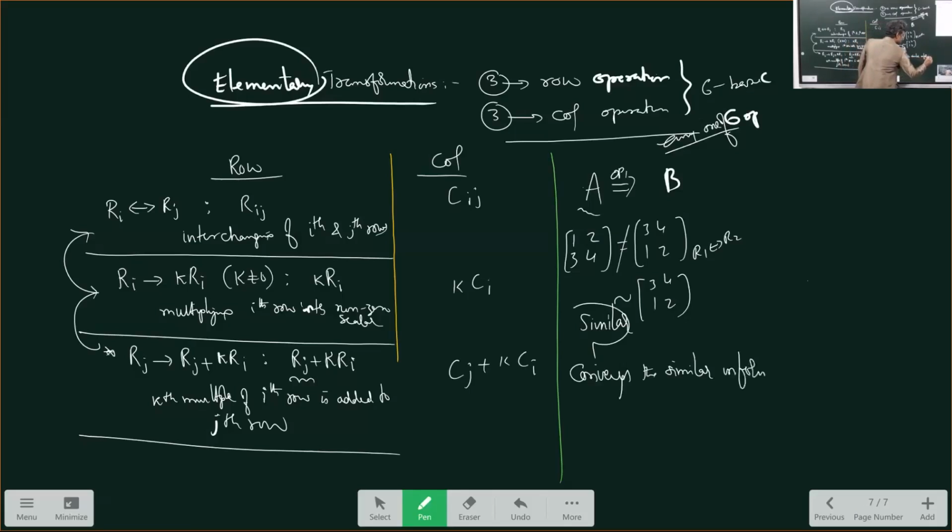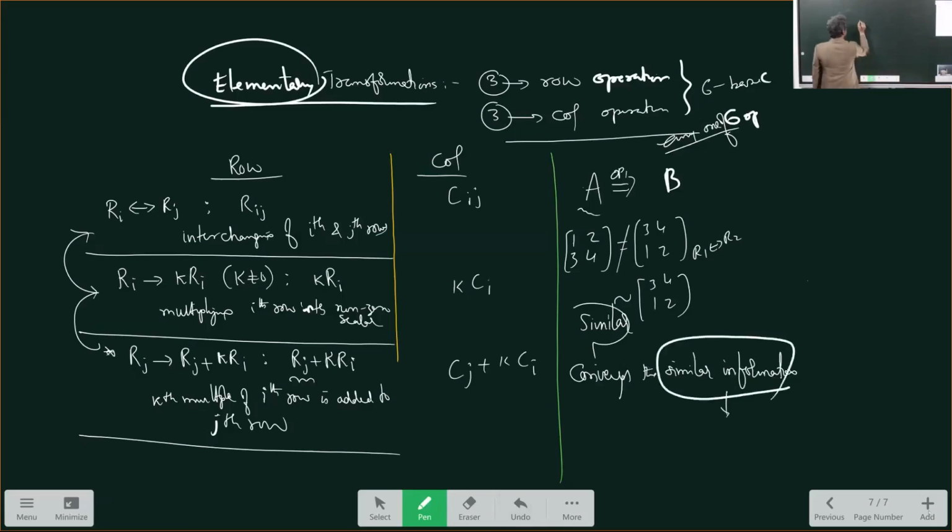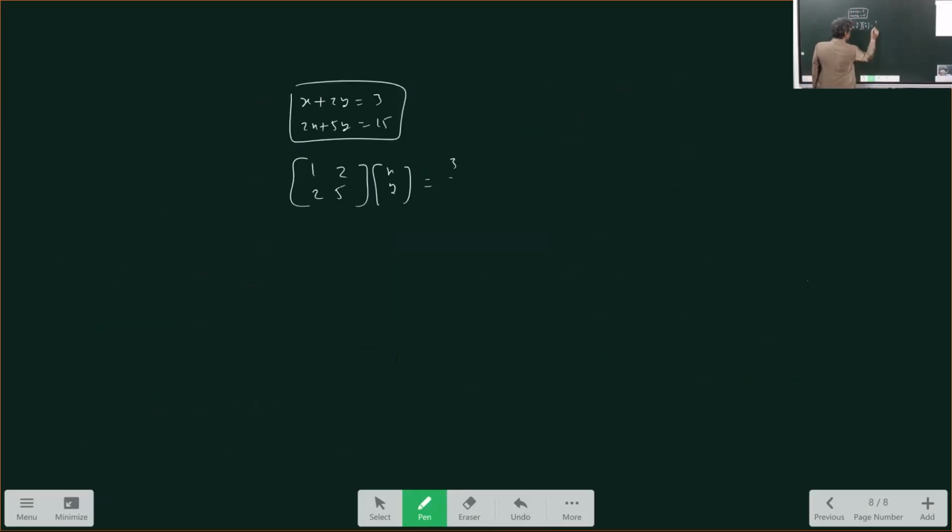What is the meaning of similar information? Let me take up an example. I have x plus 2y is equal to 3 and 2x plus 5y is equal to 15. Let us say I have two equations, two unknowns. Let me write 1, 2, 2, 5 into x, y is equal to 3 and 15. So the augmented matrix, if I am writing, this is called the concept of augmented matrix.